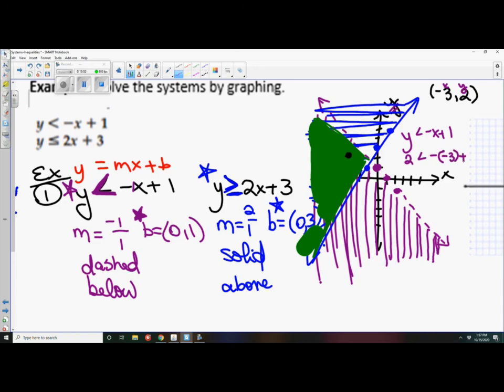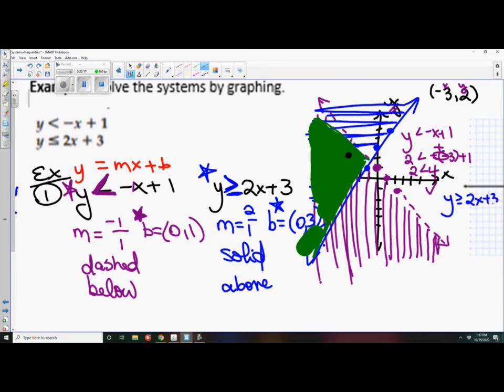So what do two negatives make? Positive, so positive 3. What's 3 plus 1? 4. So is that true? Is 2 less than 4? Yeah, so that works. And you do the same thing with your other inequality, y is greater than or equal to 2x plus 3.